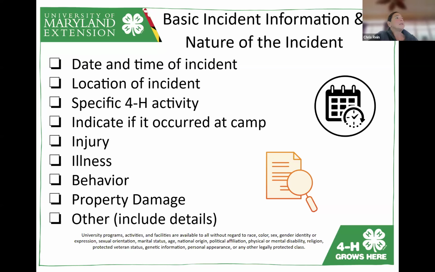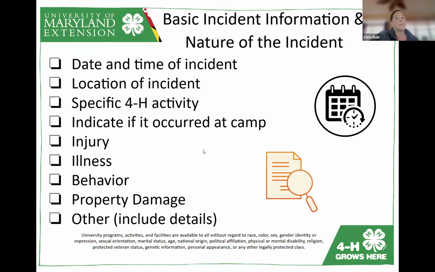So the basic incident information that we want to capture in our form, and we'll take a look at the form a little bit later on, starts with the date and time of the incident. That's very significant. Then the location where the incident happened. Whether it was at a club meeting, on the fairgrounds, or at a school, you want to write as many details as you possibly can regarding the location of that incident. Then the specific 4-H activity.